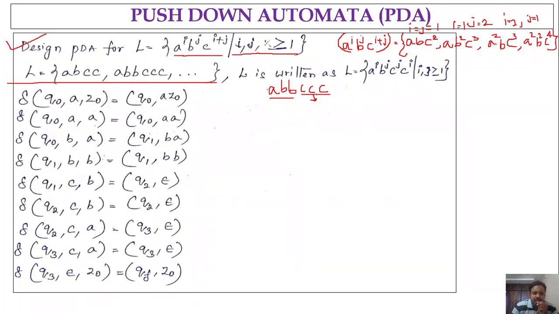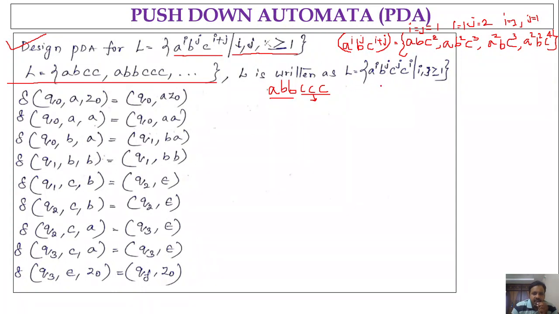Okay, so the simple logic here is that we will start processing the string from left to right. Whenever we encounter the symbol either a or b, we simply push those onto the stack, and the moment we get a symbol c, we have to pop the stack.